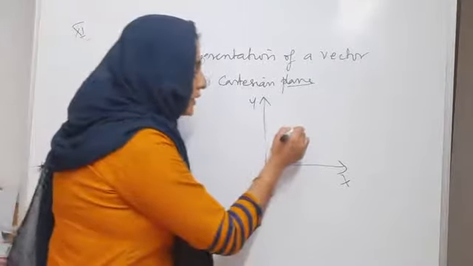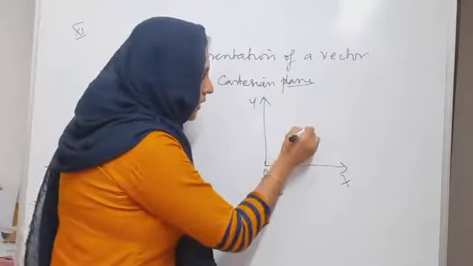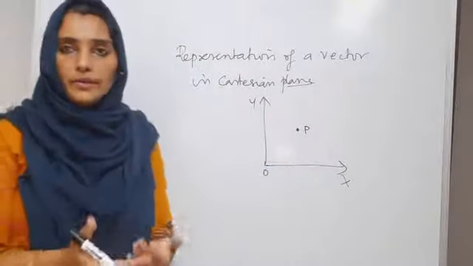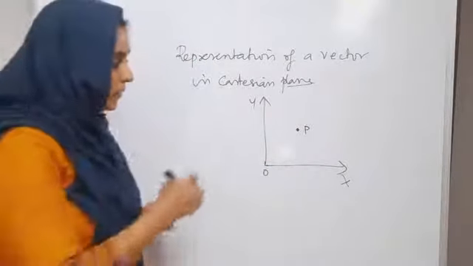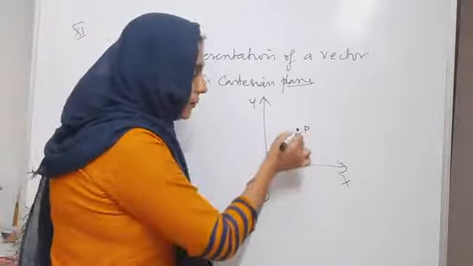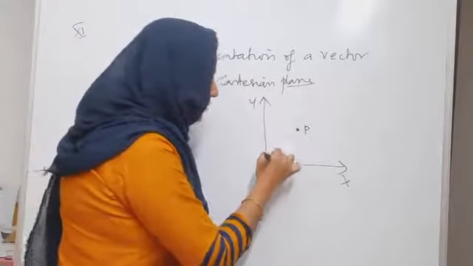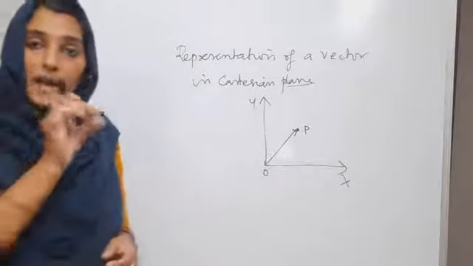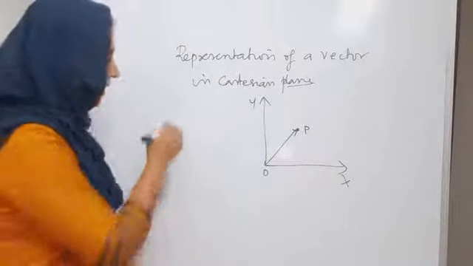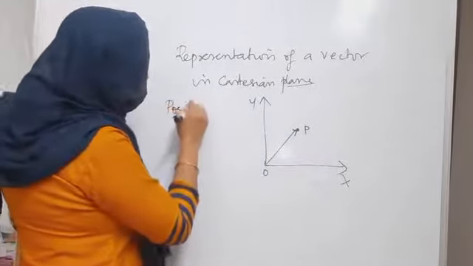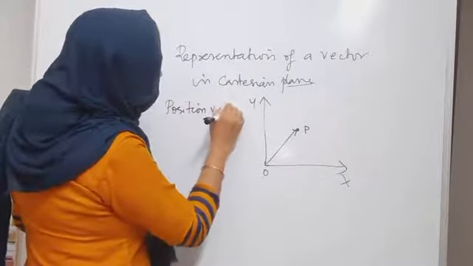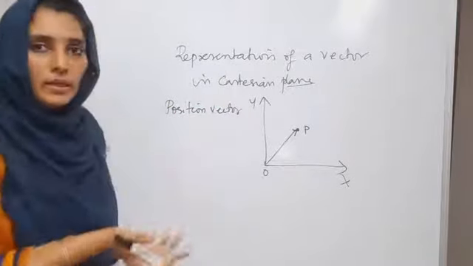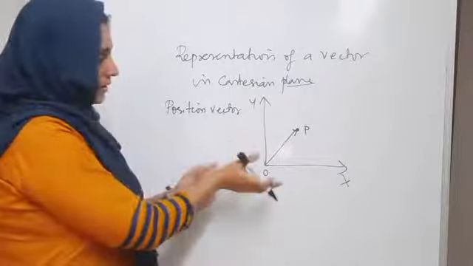So suppose we have to locate this point P. Now, how will you locate a point P in a plane? What you have to do is, for the position of P with respect to origin, we have to join a straight line from the origin to the point P, and that particular vector is known as the position vector. So we can identify this with a simple case. That is why I'm telling you this simple example.